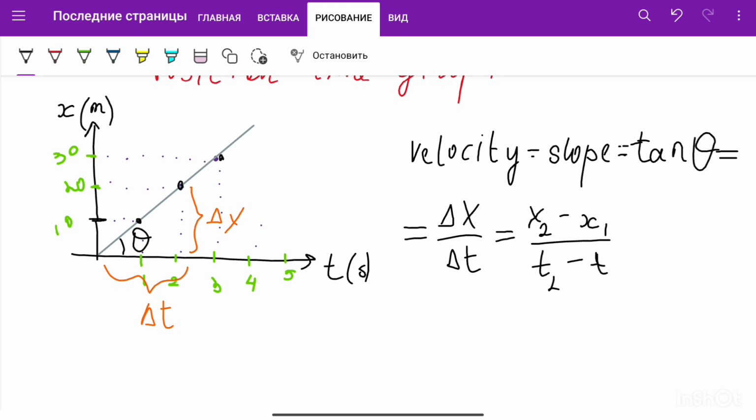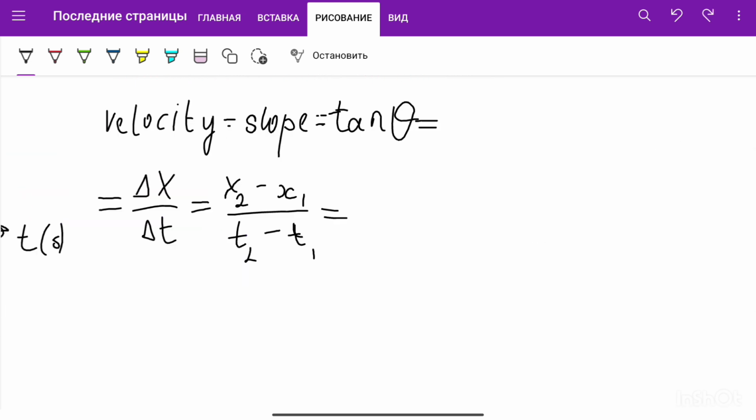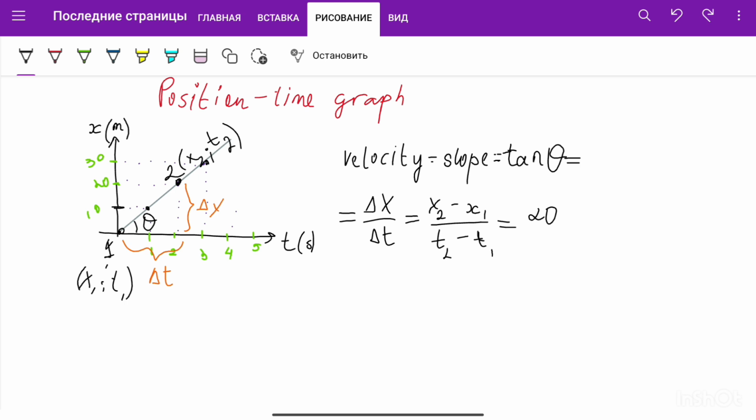If you know the angle, you can easily find the velocity just by using tangent, but if you don't know, this is the second way. To find the slope or gradient, we need to choose 2 points. Let it be here and at 0, because this way it would be easier to subtract. We can see that x2 is 20 and x1 is 0. Time 2 is 2 and time 1 is 0. So 20 divided by 2 is 10. This way we can find the velocity by using the graph.